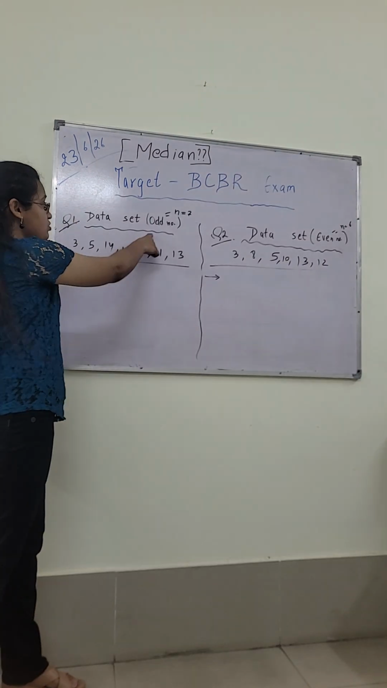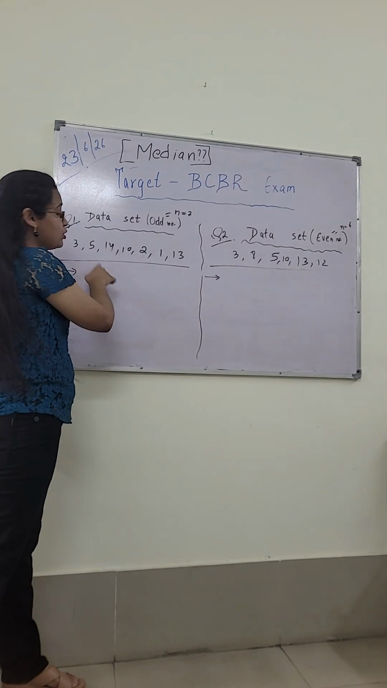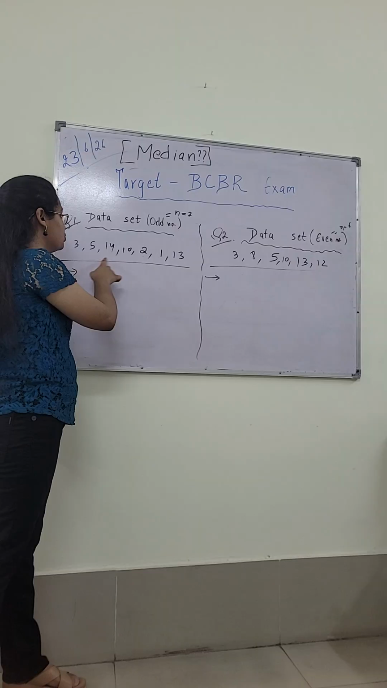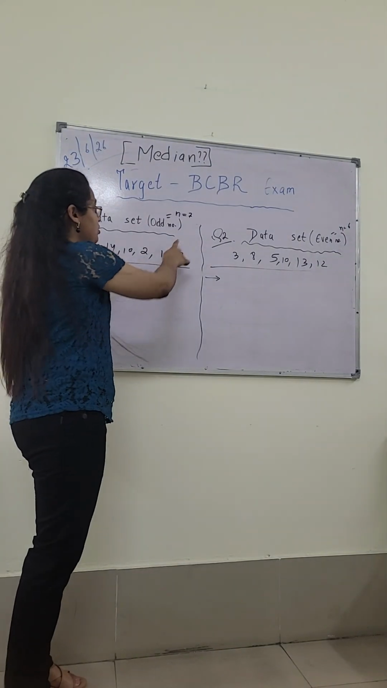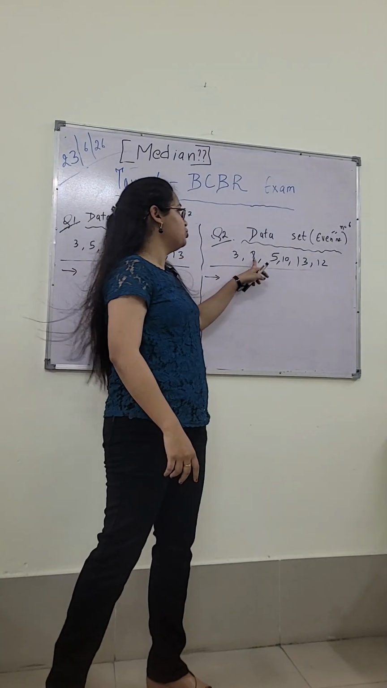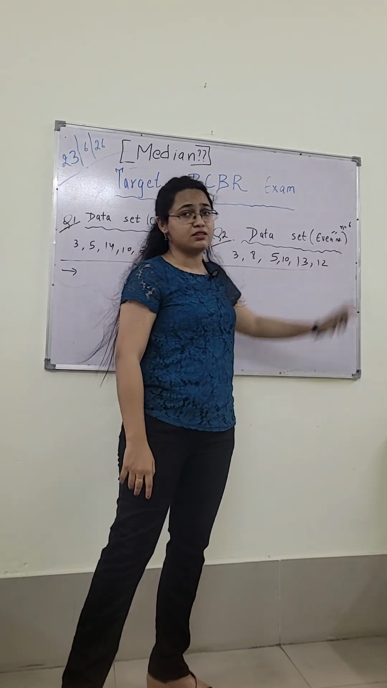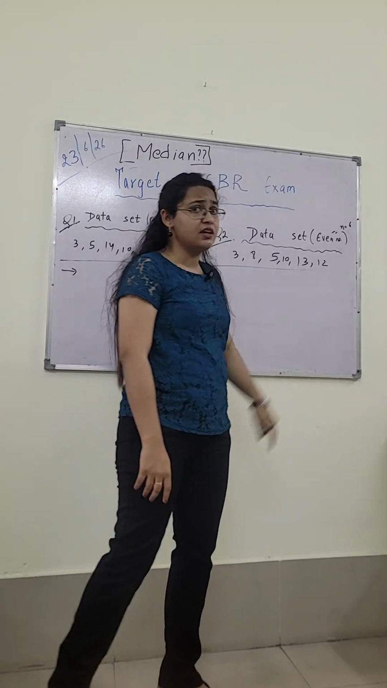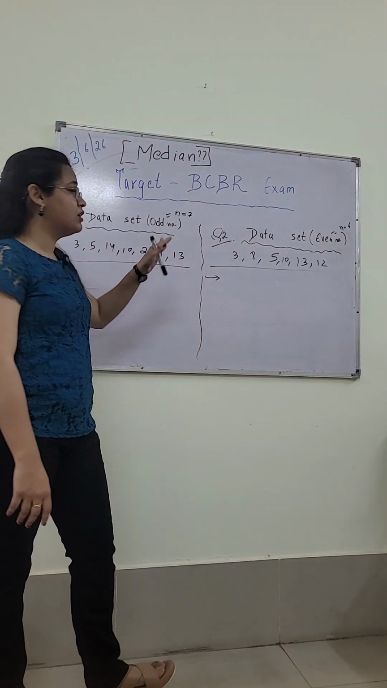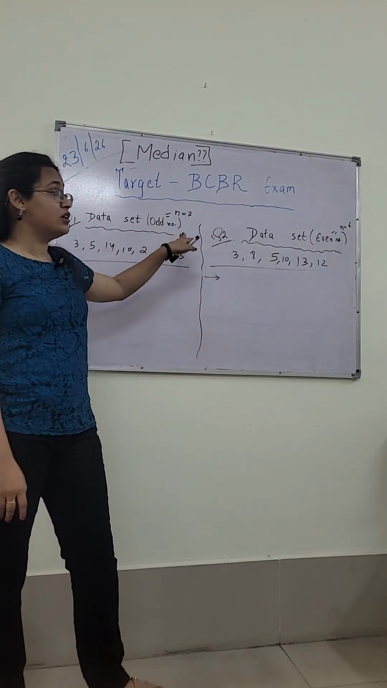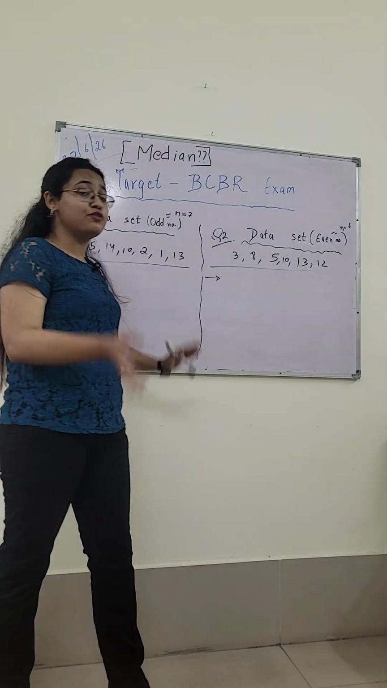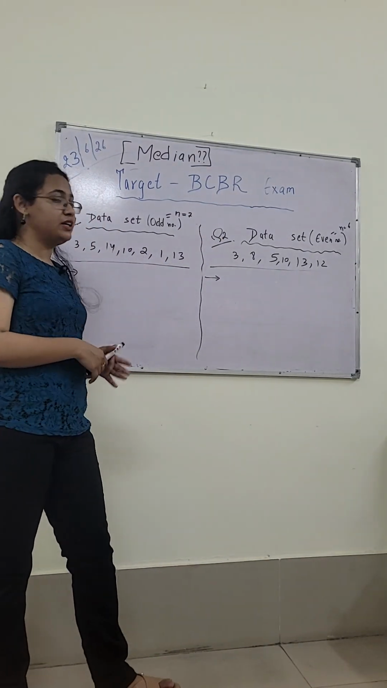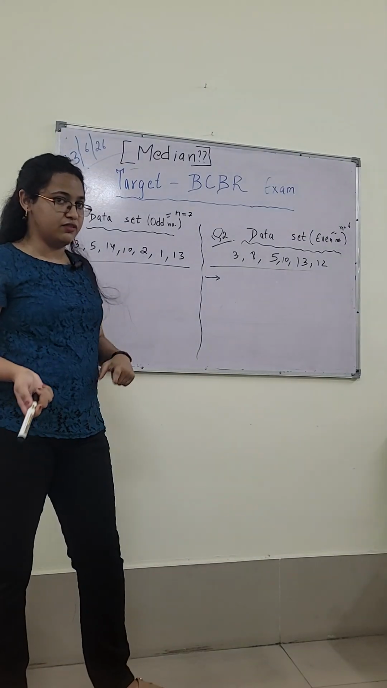So what is this odd number? What I've written is the number of data points we are given, that is 1, 2, 3, 4, 5, 6, 7. So here n is 7, and here 1, 2, 3, 4, 5, 6, here n is 6. So this is an odd number of data sets and this is an even number of data sets. Why do we need to know the number of data points? Because the formula for calculation of median is different for odd and even numbers.